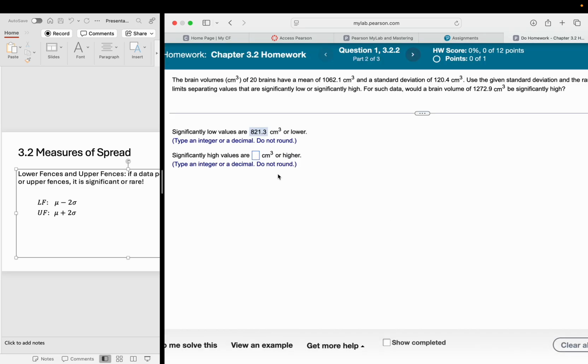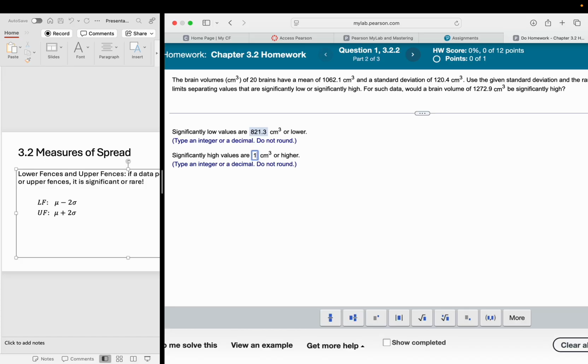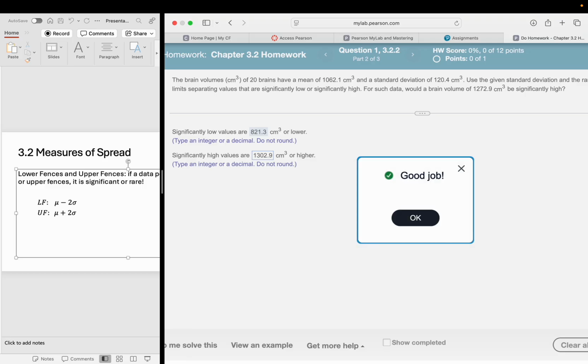There we go. And all I have to do now is recopy that text in my calculator and just change the minus to a plus, and I now get 1302.9. And there we go.